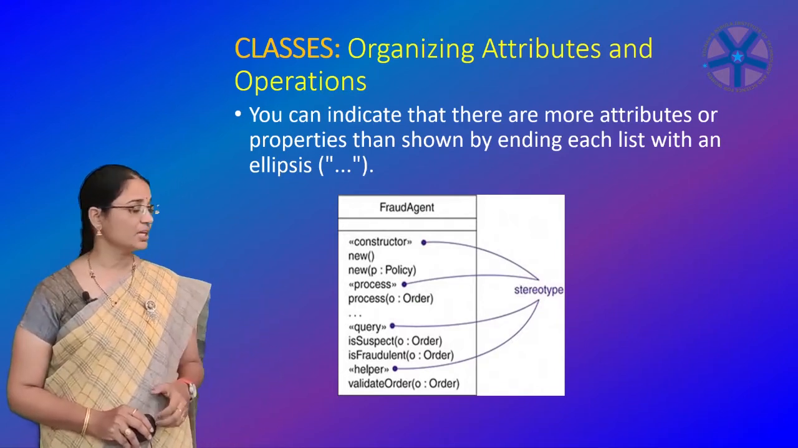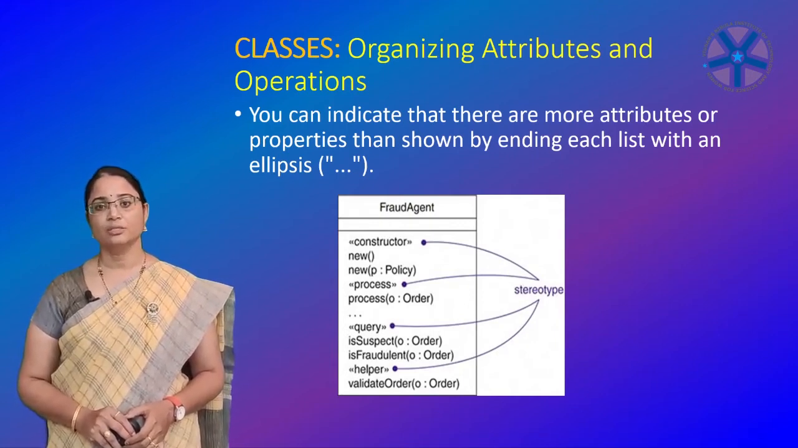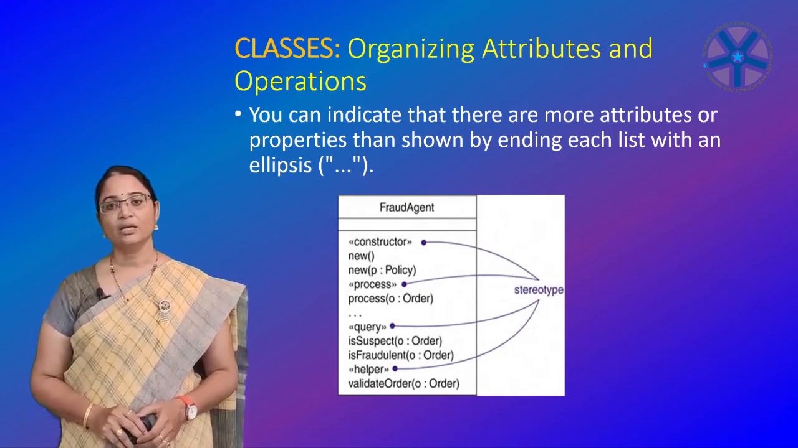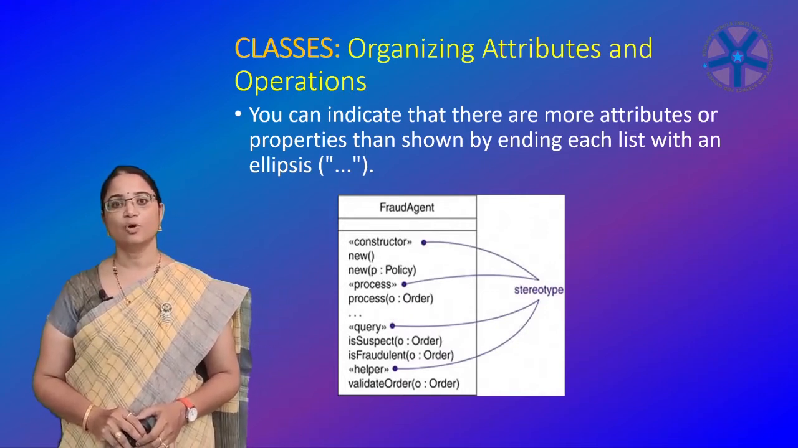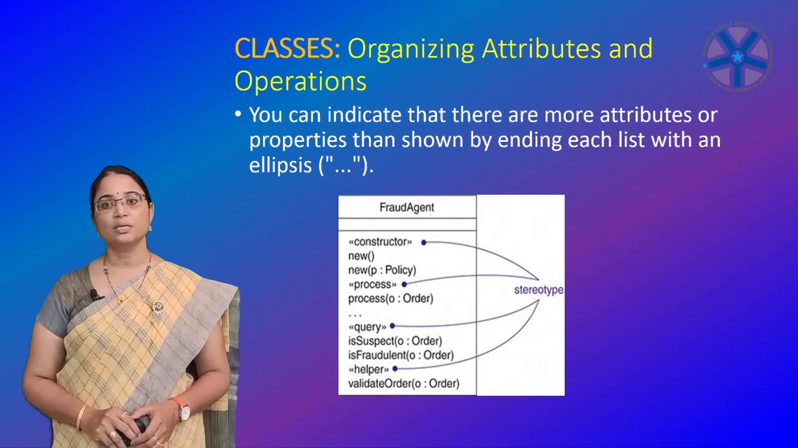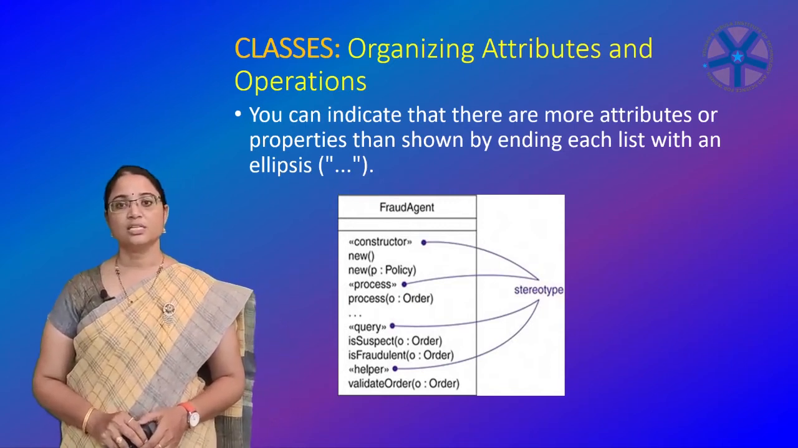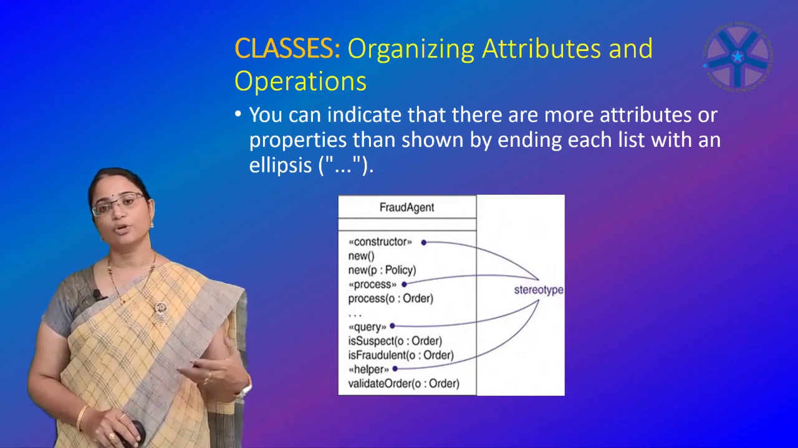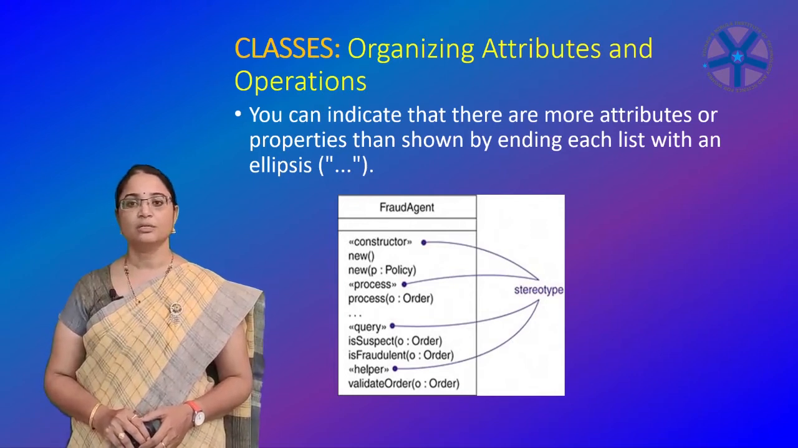If you see the figure in the PPT, here we have a class named fraud agent. In this we have a constructor, process, query and a helper, which are represented by using a stereotype. And we have some operations: new, policy, process. That means these are the operations. Here you can see three dots after process. This is nothing but the ellipsis. This is used to represent the continuity, that there are some more operations or attributes in the class. This is how you need to represent. You can organize.